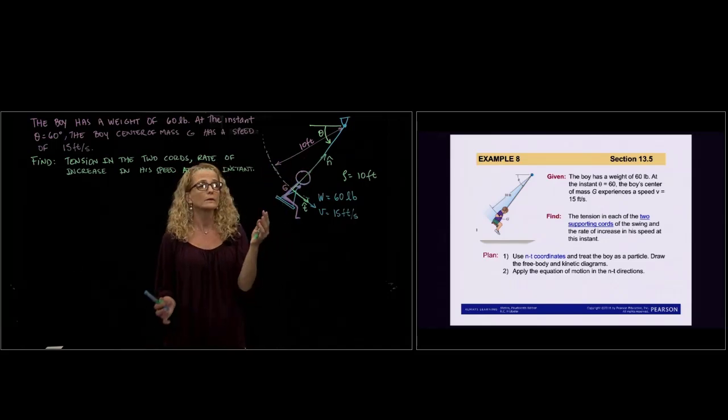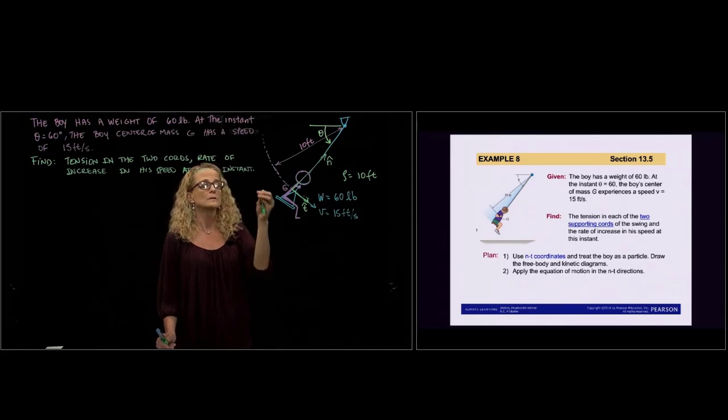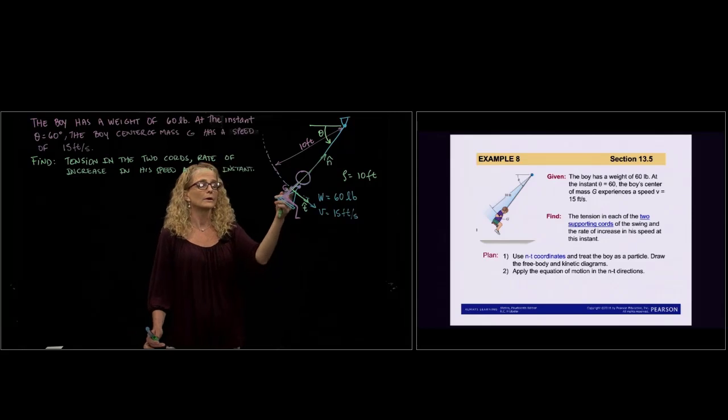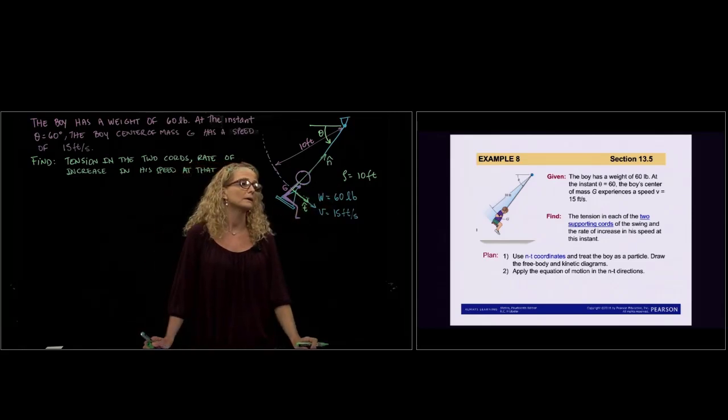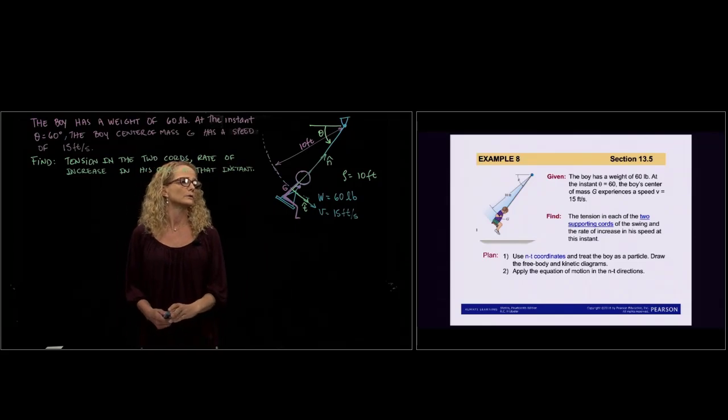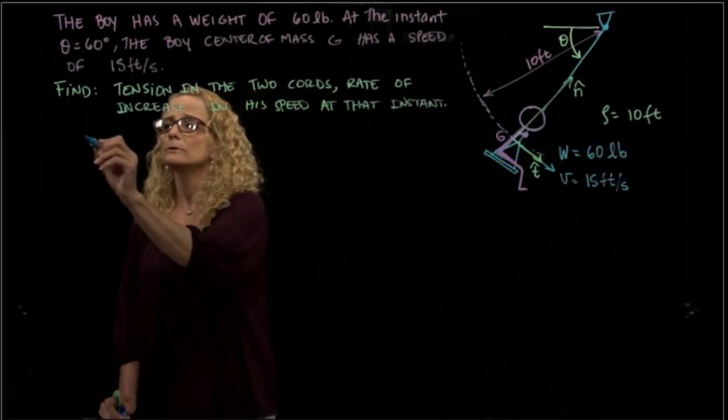You can have problems where that radius is not constant. The curve can be any shape, and we can have a variable radius of curvature. But in this case, we have a constant radius of curvature. So what is the solution?